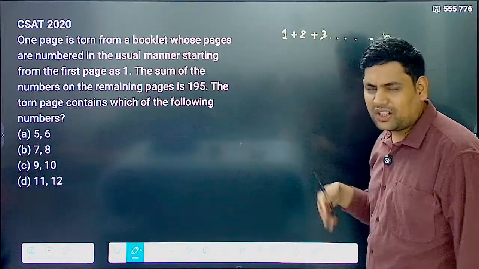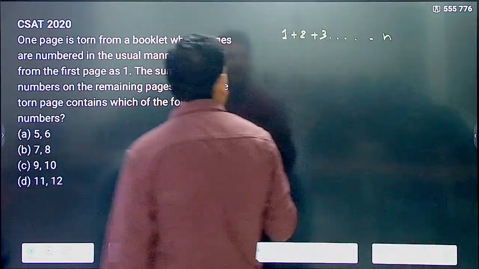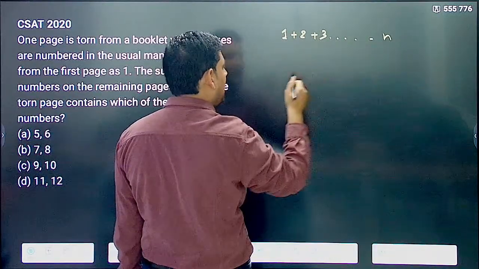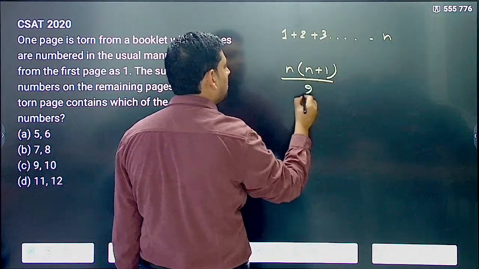Okay, so this is not really about conversion to digits. This is just summation of numbers. Now, if you count this, so 1, 2, 3 till n, this is equal to what? N into n plus 1 by 2.